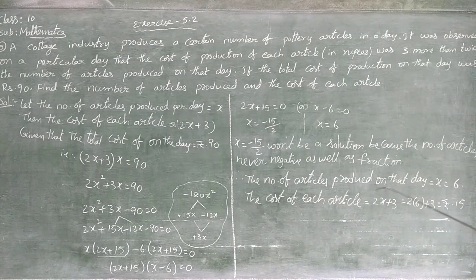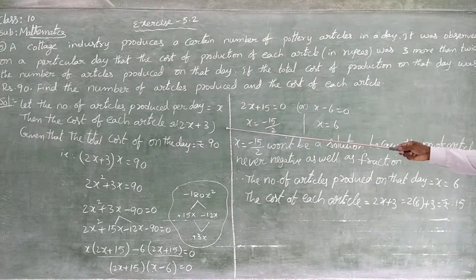So the number of articles produced on the day is x, and x is equal to 6. That means they produce 6 articles on the day. And what is the cost of each article? Whenever the number of articles is x, the cost of each article is 2x plus 3. 2 of 6 plus 3: 2 sixes are 12, 12 plus 3 is equal to 15.